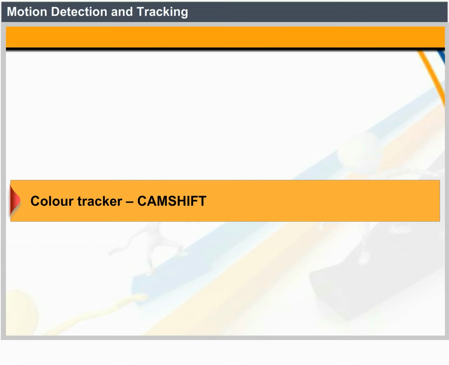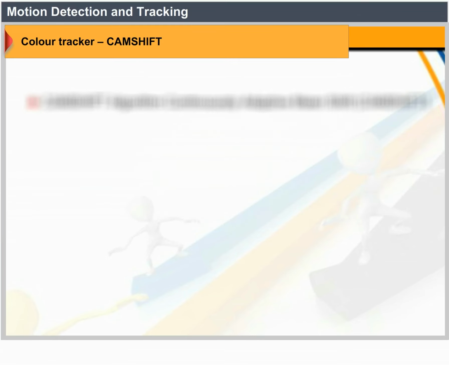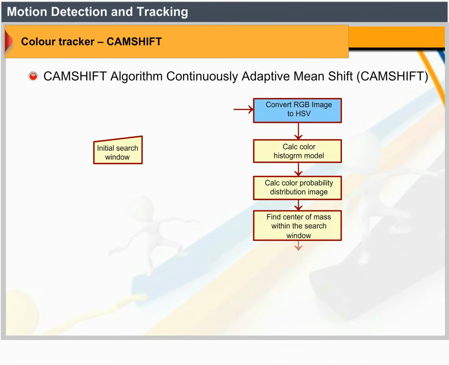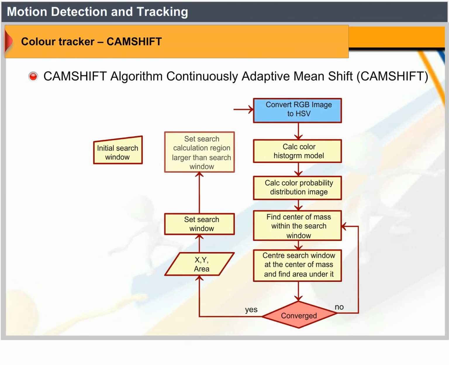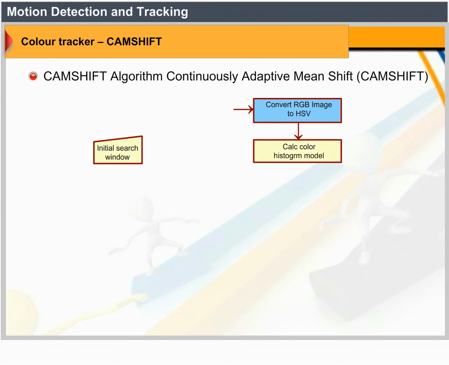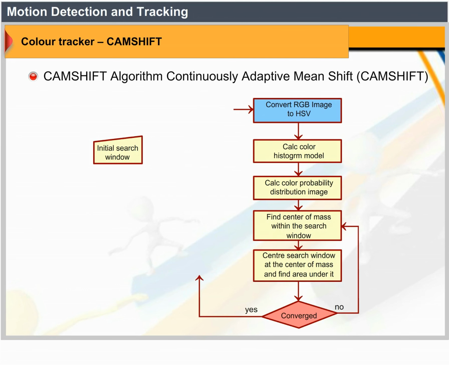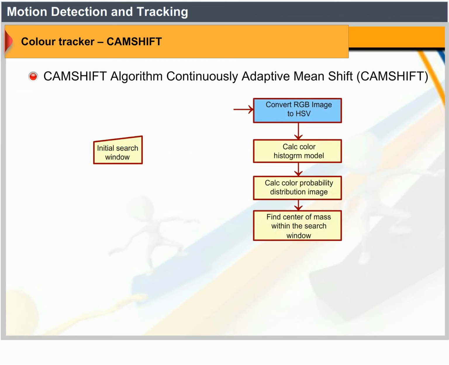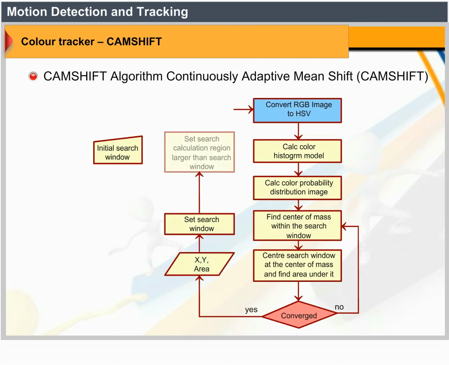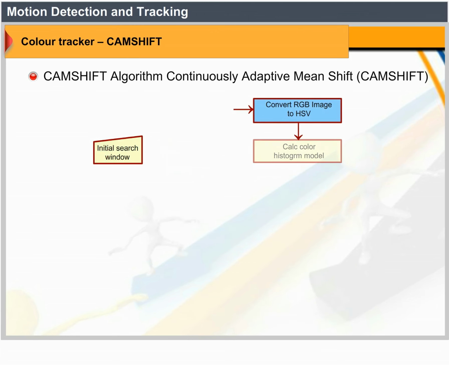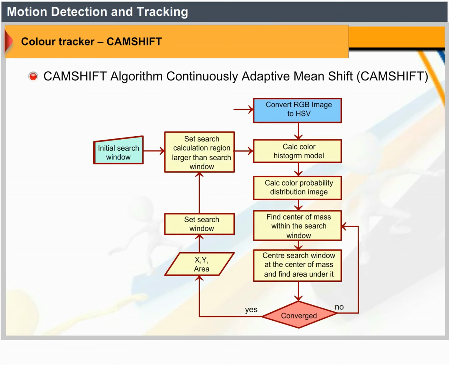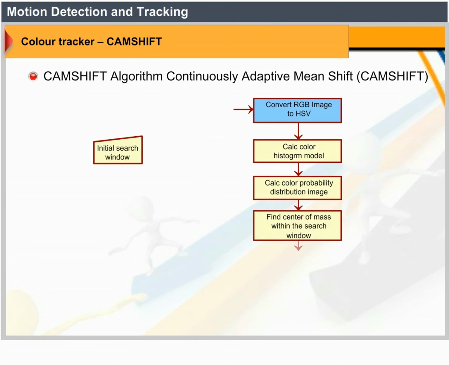Color tracker, CamShift. CamShift algorithm, continuously adaptive mean shift. Take the RGB image and convert it to HSV. Set the initial search window, with the calculation region larger than the search window. Calculate the color histogram model. Calculate the color probability distribution image. Set the search window. Find the center of mass within the search window: X, Y, area. Center the search window at the center of mass and find the area under it.